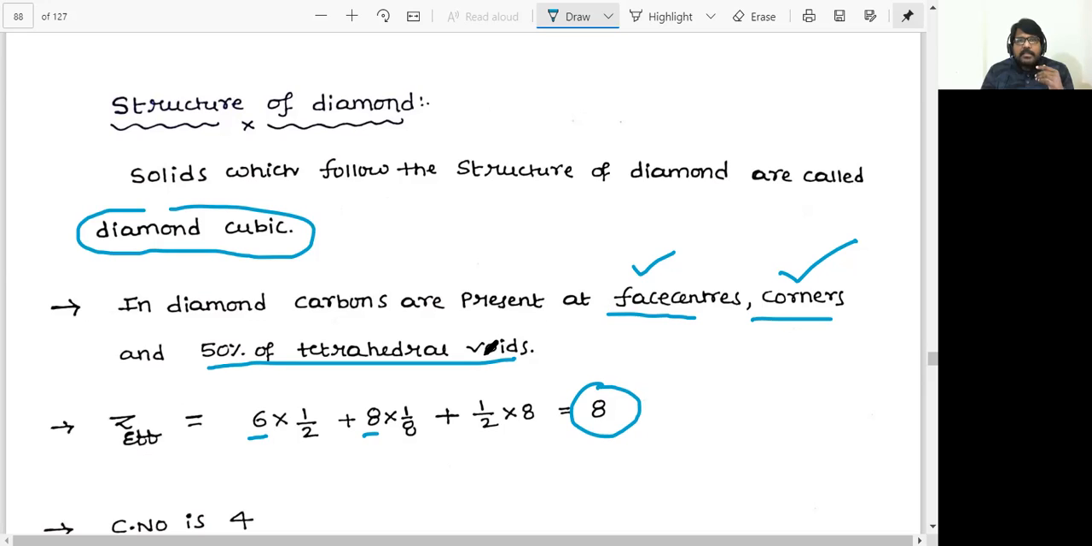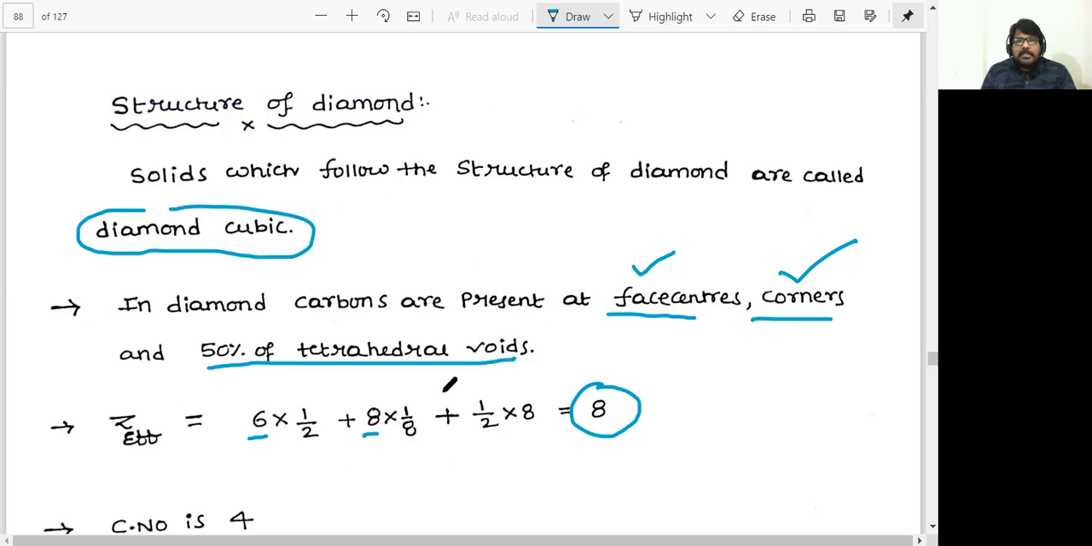If you can recollect, in case of zinc blende, FCC lattice is formed by sulfide ions and Zn plus 2 ions occupy 50% of tetrahedral voids. But what is the difference between this diamond and zinc sulfide? The only difference here, all are carbon atoms, but there sulfide ions are forming the lattice and Zn plus 2 ions occupy 50% of tetrahedral voids. And here Z effective is 8.